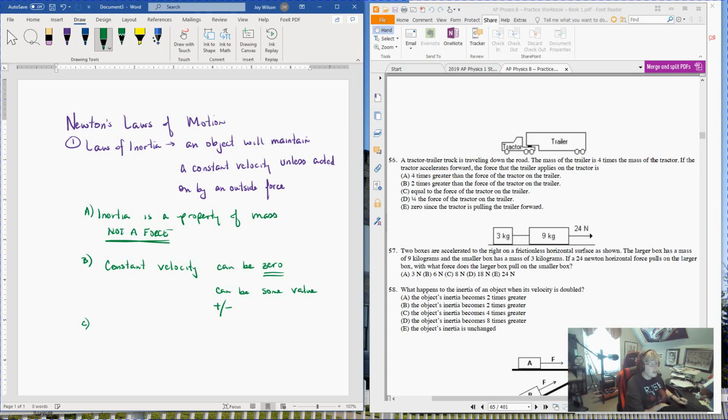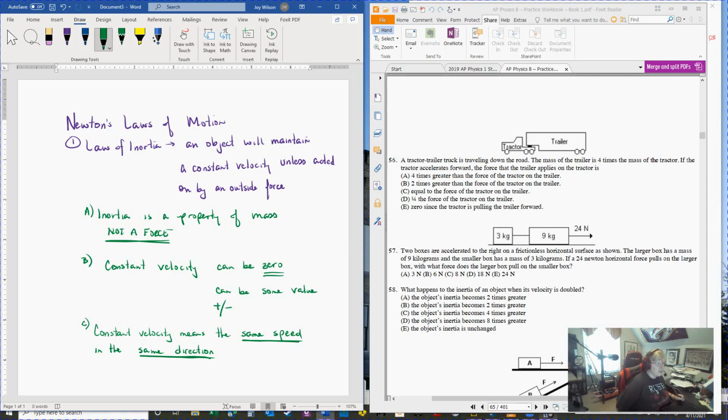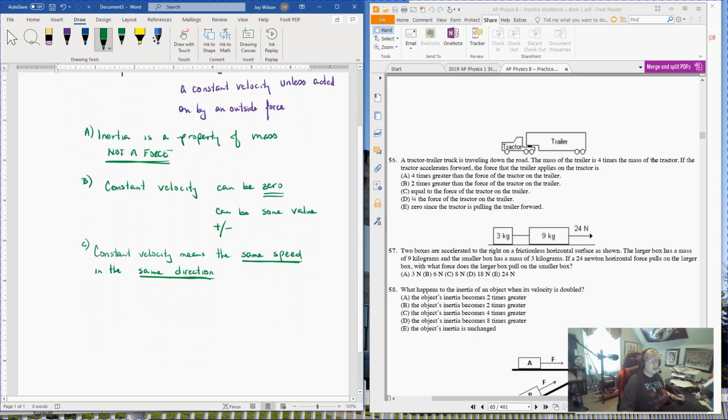So last but not least, constant velocity means the same speed in the same direction. So you only have constant velocity if you move along a linear path, a straight line, and you stay moving in the same direction the whole time. So same speed, same direction. Okay, so that's your first law.